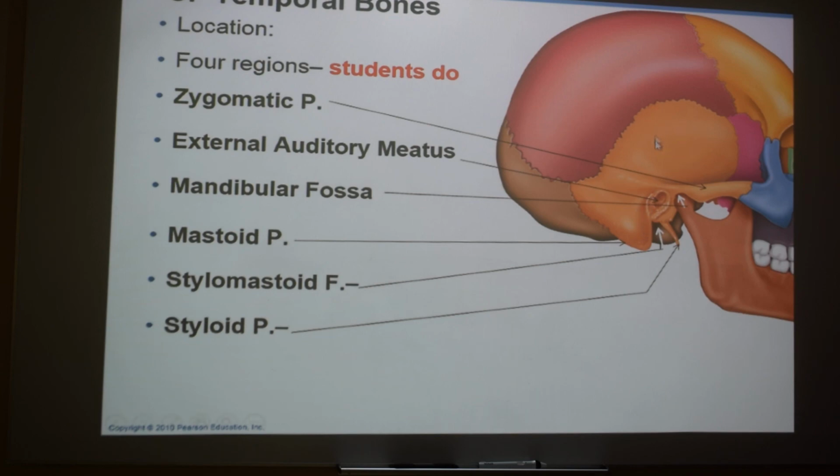Now let's concentrate on the temporal bone. This temporal bone has this part which is called the squamous temporal bone, and then this is the process which is called the zygomatic process of the temporal bone. Then you can see an opening in the outer aspect of the temporal bone, and that is called the external auditory meatus. There are two processes. One is the mastoid process, the other is the styloid process.